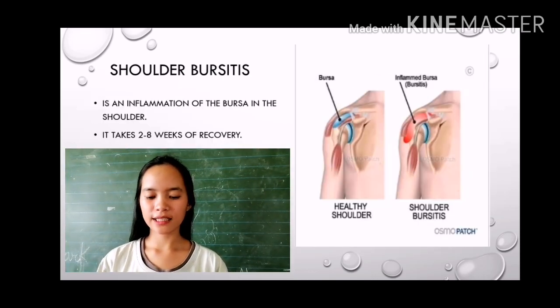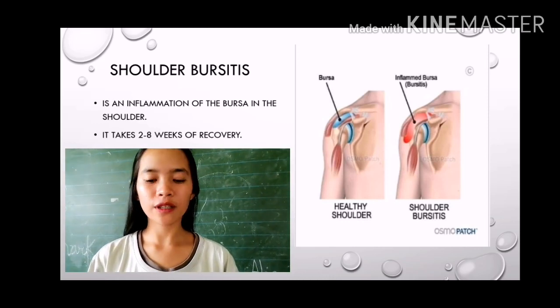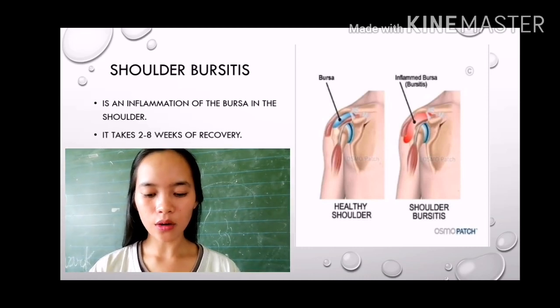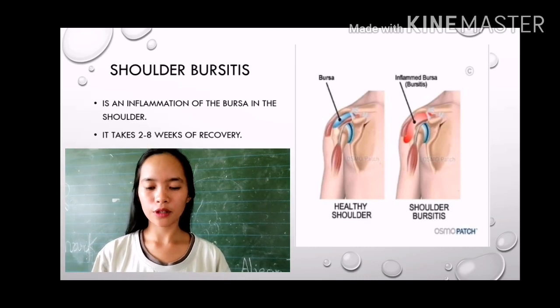Shoulder bursitis is an inflammation of the bursa in the shoulder. To prevent this, avoid doing things that cause pain, and it takes 2 to 8 weeks of recovery.